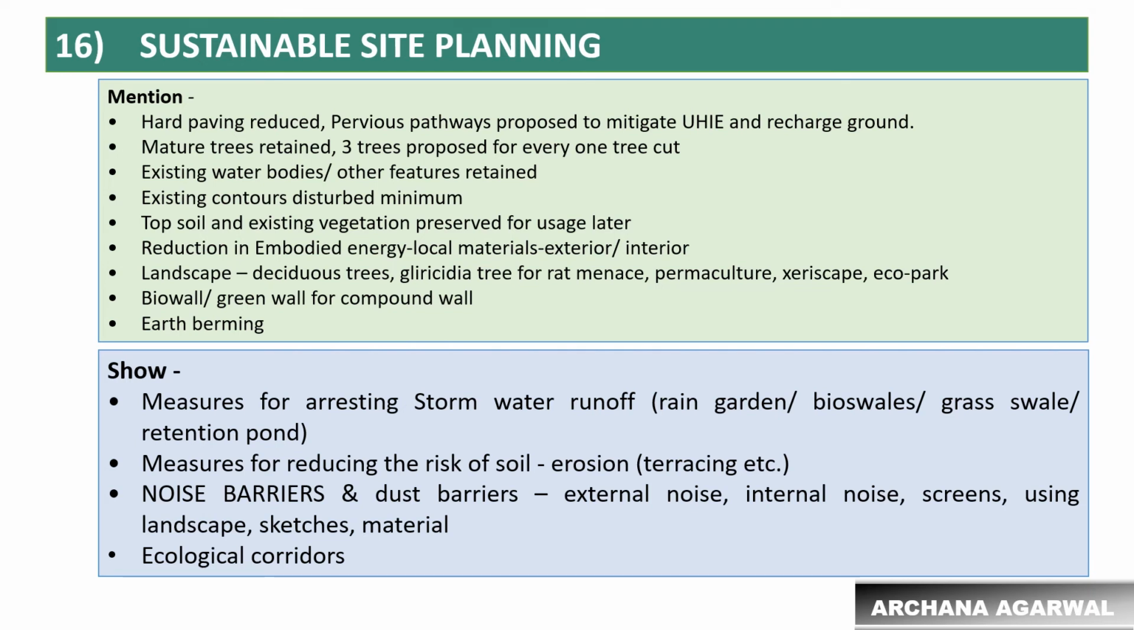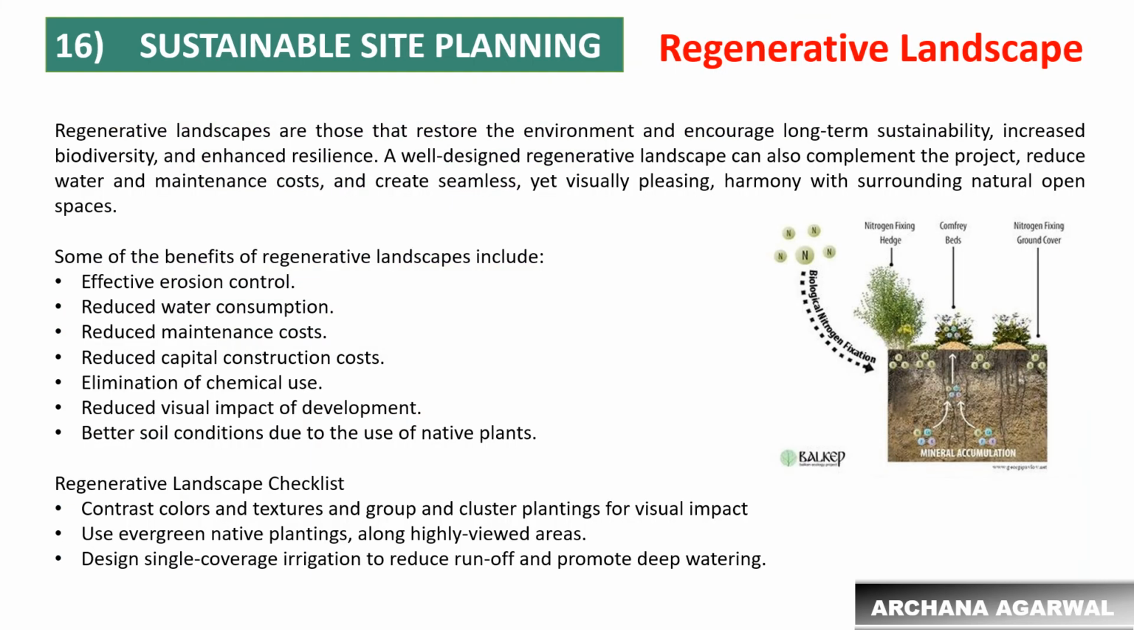On the site plan, show the measures for arresting stormwater runoff. Show the measures for reducing the risk of soil erosion. Provide noise barriers and dust barriers. Provide ecological corridors. An example of sustainable site planning is shown here.